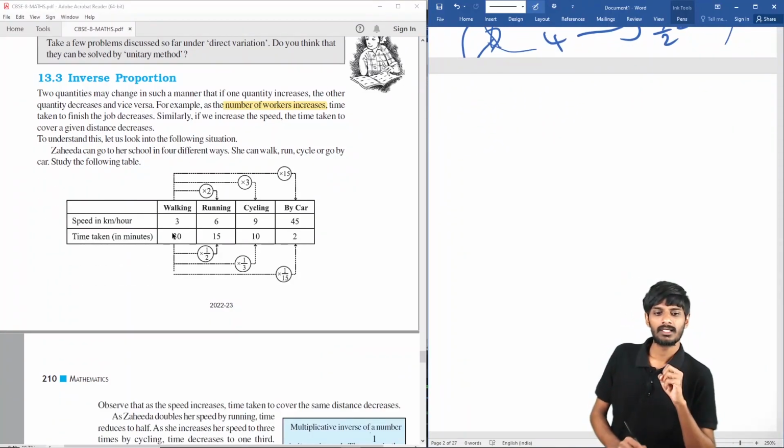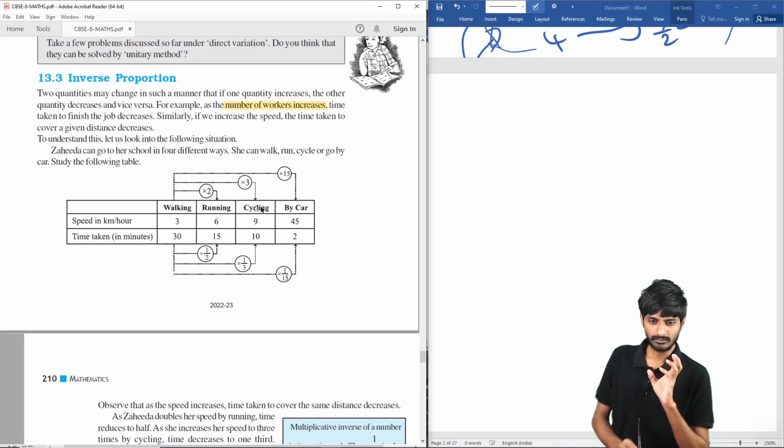Okay students, so if you see here, Jahida can go to her school in 4 different ways. So there is a girl called Jahida, she can go to her school in 4 different ways. One is walking, running, cycling and by car. Suppose she goes walking, her speed is 3 kilometers per hour. Suppose she goes running, her speed is 6 kilometers per hour, which means twice the speed of walking. Suppose she goes by cycle, her speed is 9 kilometers per hour, which is thrice the walking speed. Suppose she goes by car, then her speed is 45 kilometers per hour, which is 15 times the speed of walking.